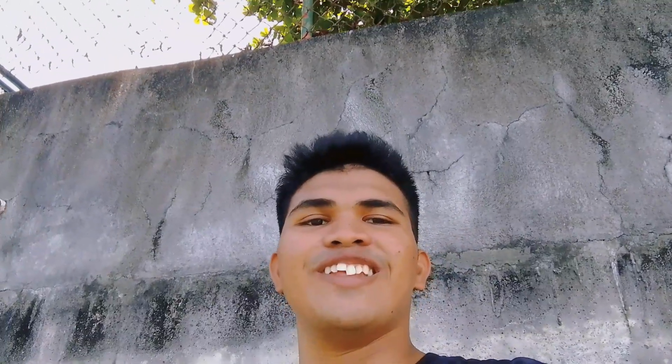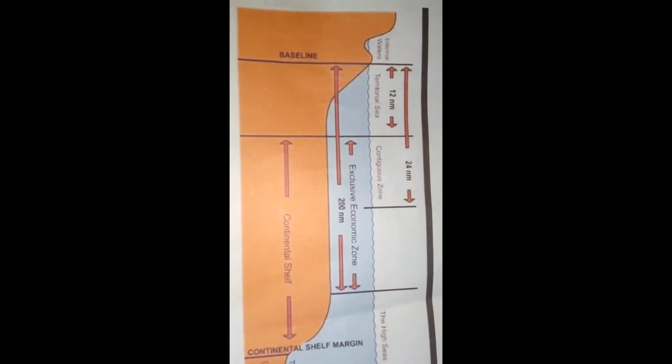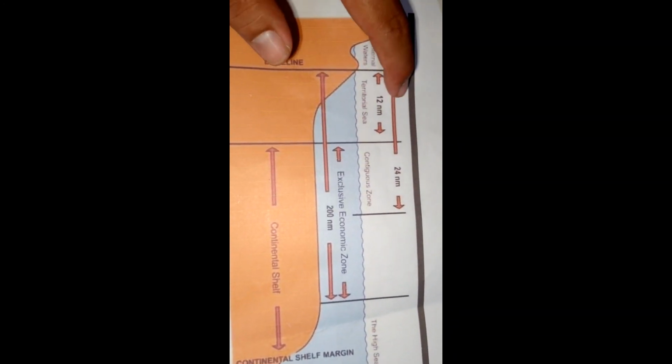Beyond the territorial sea lies the contiguous zone, extending an additional 12 nautical miles. In this zone, the coastal state can exercise limited control to prevent infringement of its customs, immigration, fiscal, and sanitary laws. After the baseline and territorial sea, we have the contiguous zone, which extends another 12 nautical miles from the territorial sea, making a total of 24 nautical miles from the baseline.